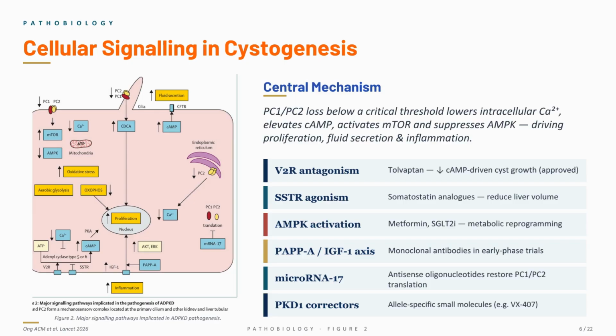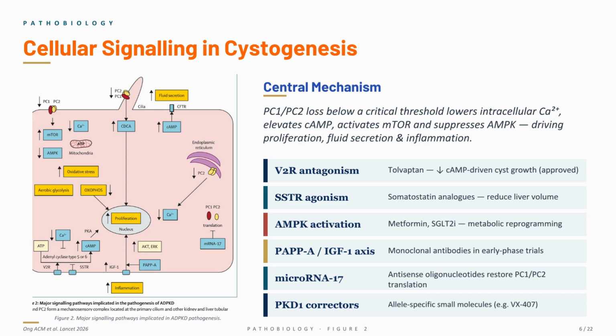This slide summarizes the central pathophysiology driving cyst formation in ADPKD. Everything here revolves around loss of PC1 and PC2 function. When PC1 and PC2 drop below a critical threshold, intracellular calcium decreases. This triggers a cascade: cAMP increases, mTOR is activated, and AMPK is suppressed. The net result is increased cell proliferation, fluid secretion into cysts, and inflammation.